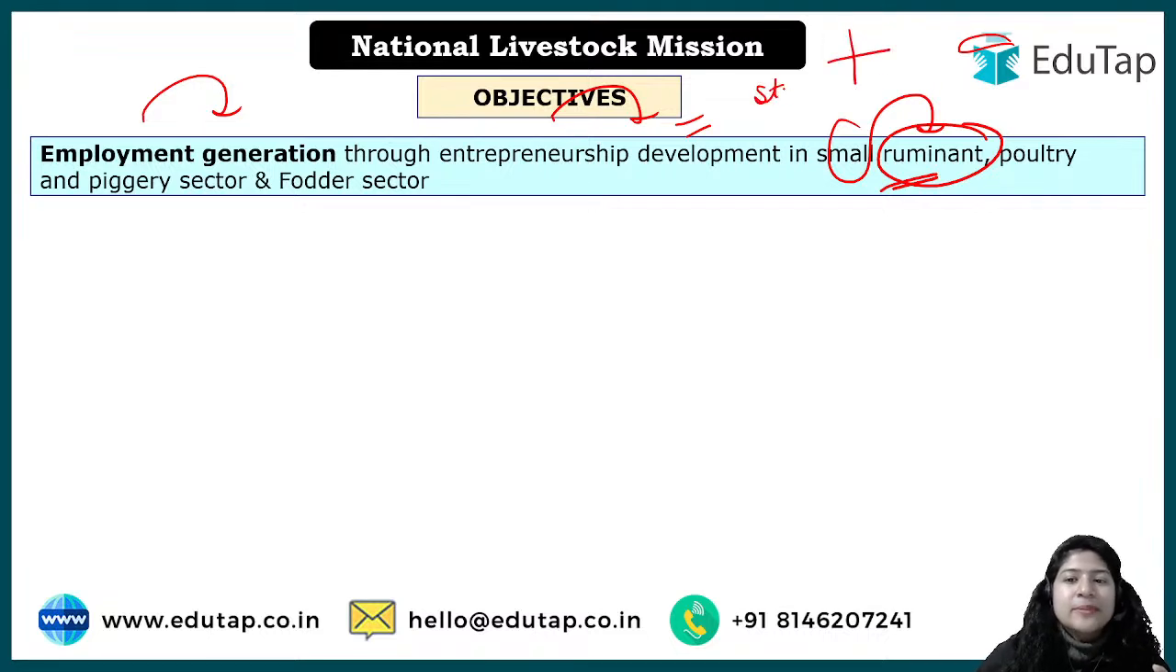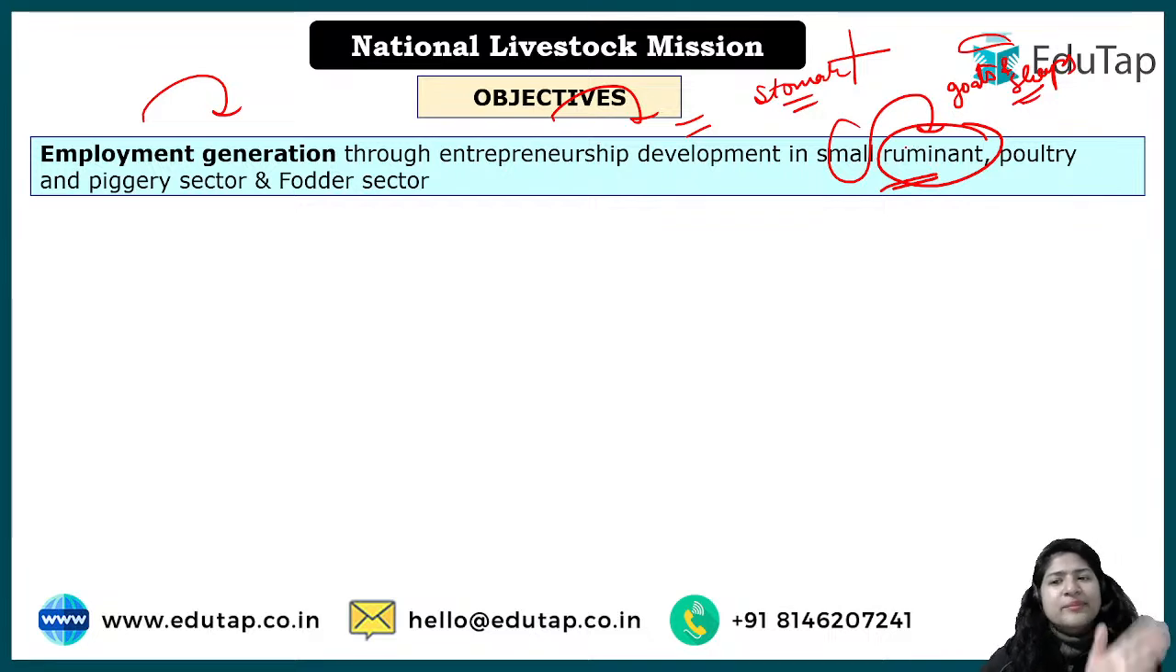There are some animals, for example your cow, that have 4 chambers in their stomach, right? Similarly we have small ruminants. This includes your goats and sheep. So simply keep in mind, you don't have to remember anything else, just that small ruminant means your goats and sheep.